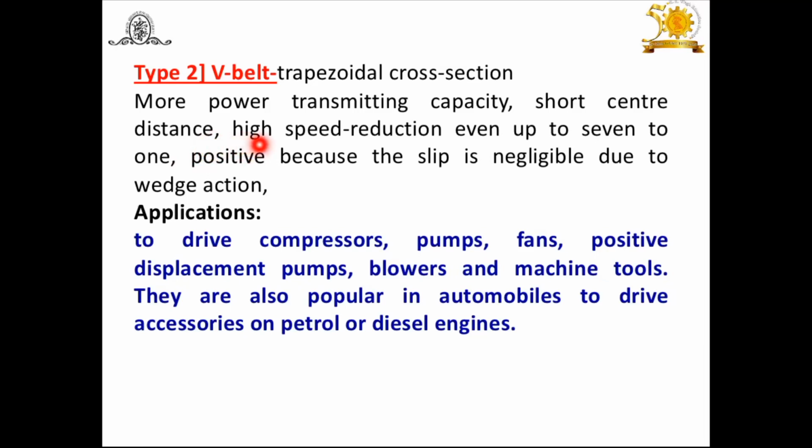By using a V-belt drive, high speed reduction, even up to 7 to 1, can be achieved. These V-belt drives are also known as positive drives because slip is negligible compared with other drives, because of this wedge action or proper frictional grip between belt and pulley. V-belt drives are used to drive compressors, pumps, fans, positive displacement pumps, blowers, and machine tools, and they are also popular in automobiles to drive accessories on petrol and diesel engines. In other cases, these compressors or pumps are connected to the prime mover, that is, an electric motor.